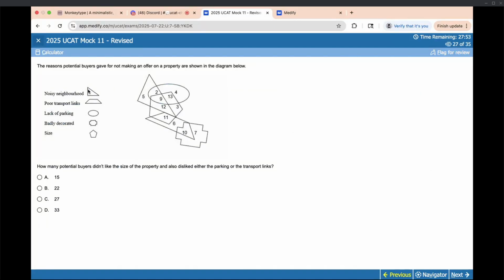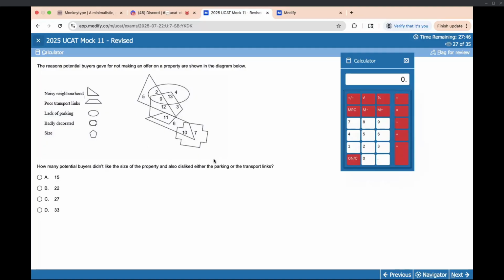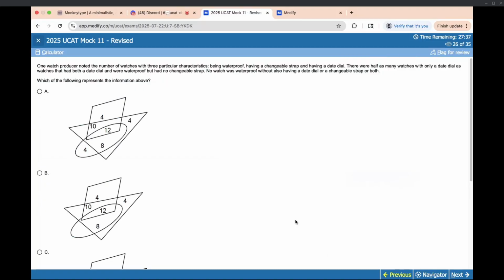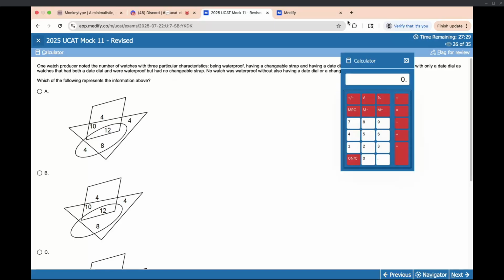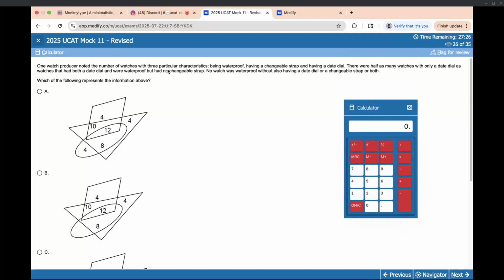Okay, so the reasons potential buyers gave for not making an offer on property is shown in the reason below this way. It's like parking, so that's 13. 13, so one producer noticed the novel watch of the theory of being waterproof had a stylist said that. So, total overlap being 2. So, so 8.